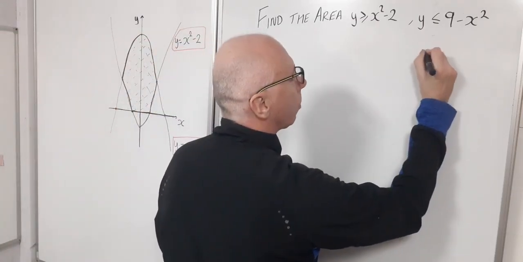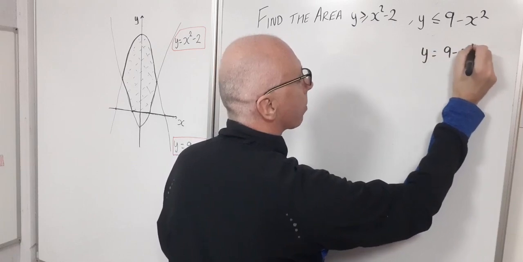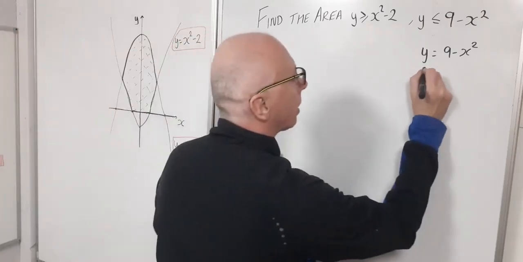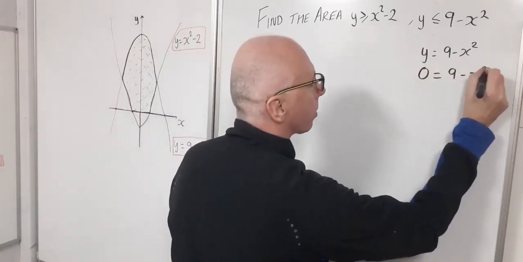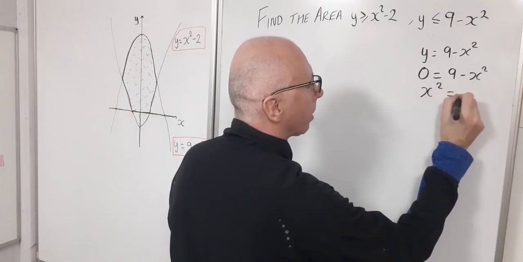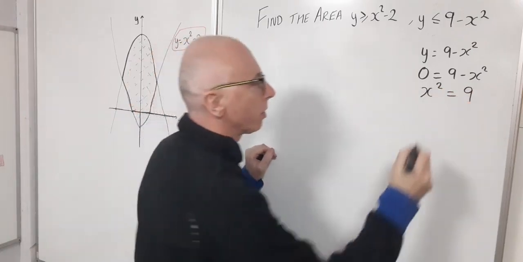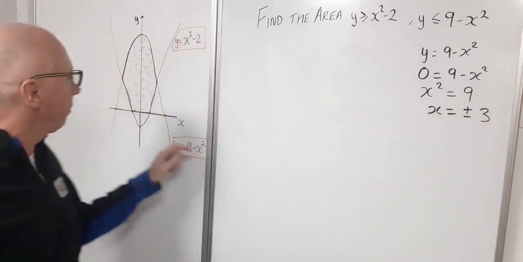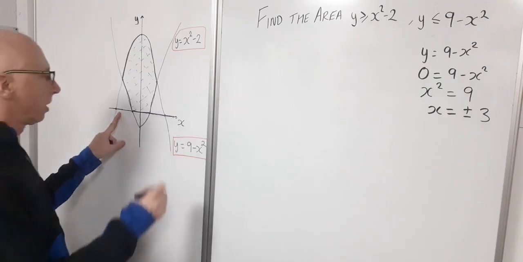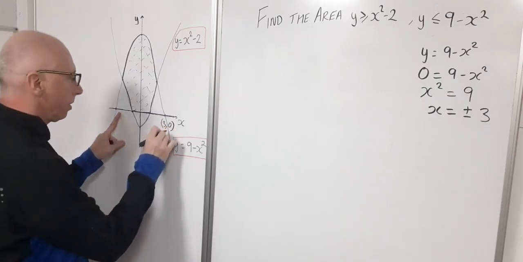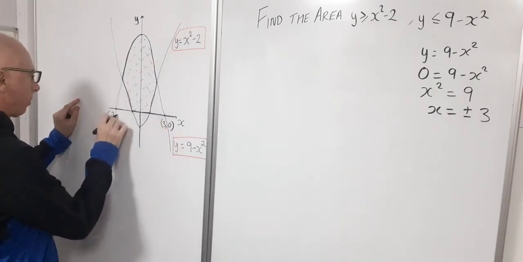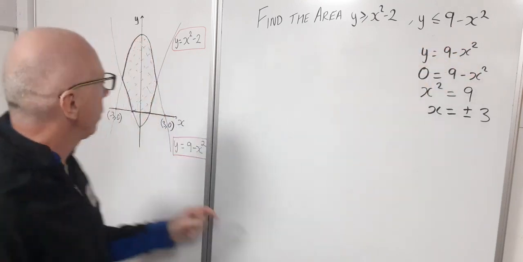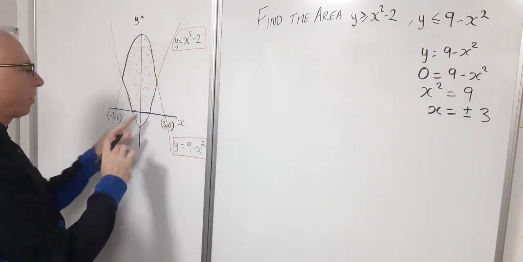So if y equals 9 minus x squared, we want to find out where it crosses the x-axis, so set it to 0. So 0 equals 9 minus x squared, and then we get x squared equals 9. So then we take the square root, x equals plus or minus 3. So therefore the x coordinates here are going to be 3. So this one here will be 3 comma 0. This one here will be minus 3 comma 0. So now we can integrate and find the area under all of this from minus 3 to 3.